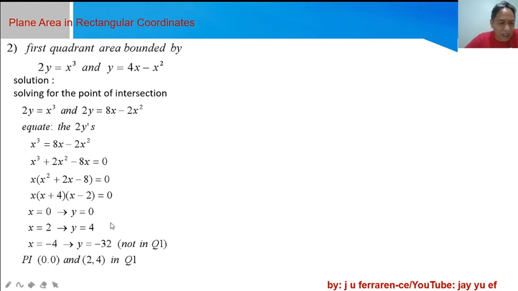And you divide it by 2, so that's minus 32. But while this is also a point of intersection, what quadrant does this point belong to? This belongs to quadrant number 3. So what we need is only a region that's found in quadrant number 1, so we will not include this one. So the points of intersection that we are interested in are at 0, 0 and 2, 4 when our consideration is quadrant number 1.